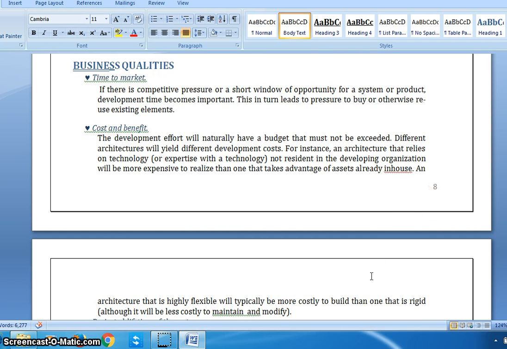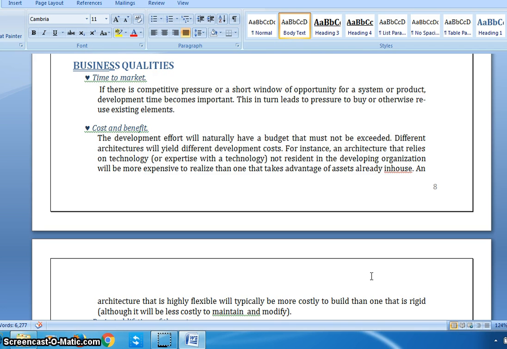The next important quality with respect to business is cost and benefit. The development effort will naturally have a budget that must not be exceeded. For example, I want to develop one application for iPhones. In that case, the estimated cost is 5 lakh. I need to implement all the modules, peripheral devices, required platforms, libraries and interfaces in such a way that it should not exceed 5 lakh.